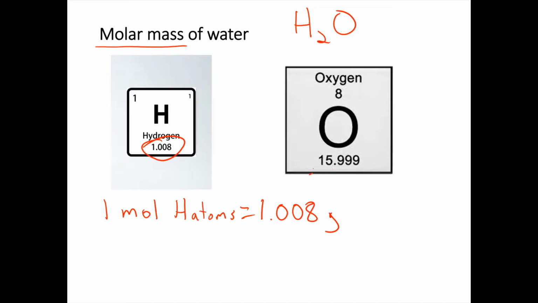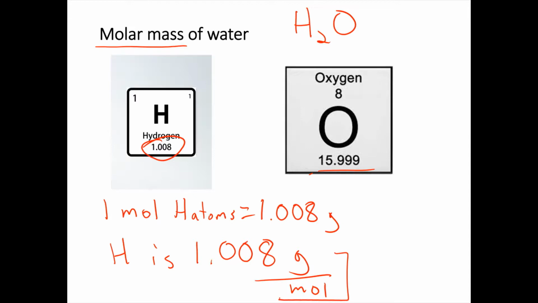And for oxygen, 1 mole of oxygen atoms is this many grams. In other words, H is 1.008 grams for every 1 mole. This is the unit we will be working with when it comes to molar mass. And oxygen is 15.999 grams for every 1 mole. 1 mole is that many grams.